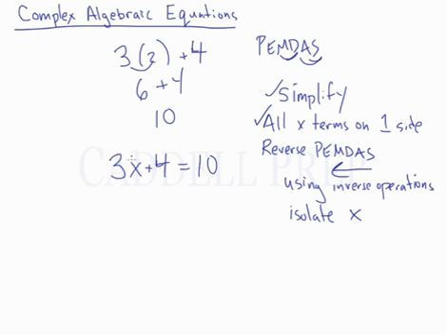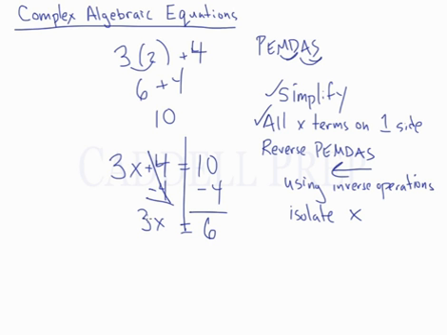So again, if this were a number, we would do 3 times that number and then add 4. So the last thing we would do would be to add 4. So going backwards, the first thing we're going to do is subtract 4. So first thing we're going to do is subtract the 4. So that's gone. And on the left, we just have 3x. And on the right, 10 minus 4 is 6.